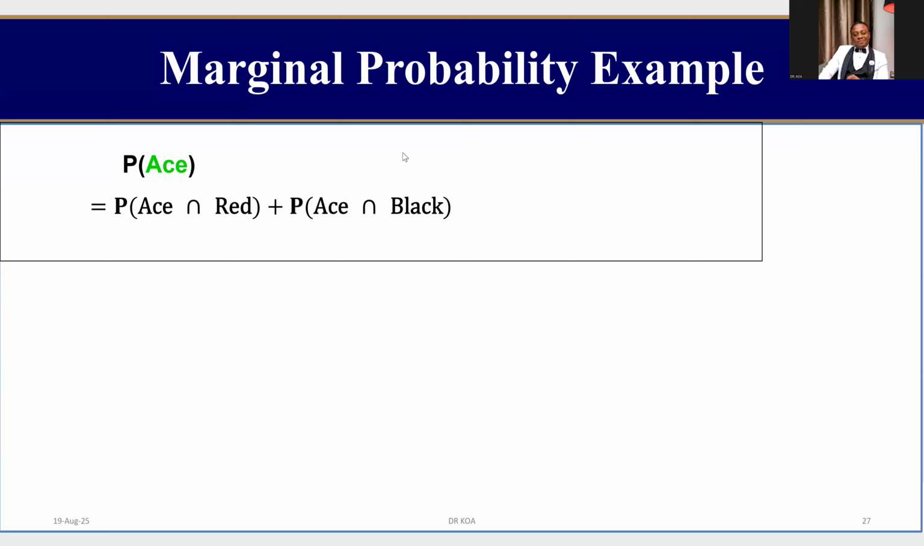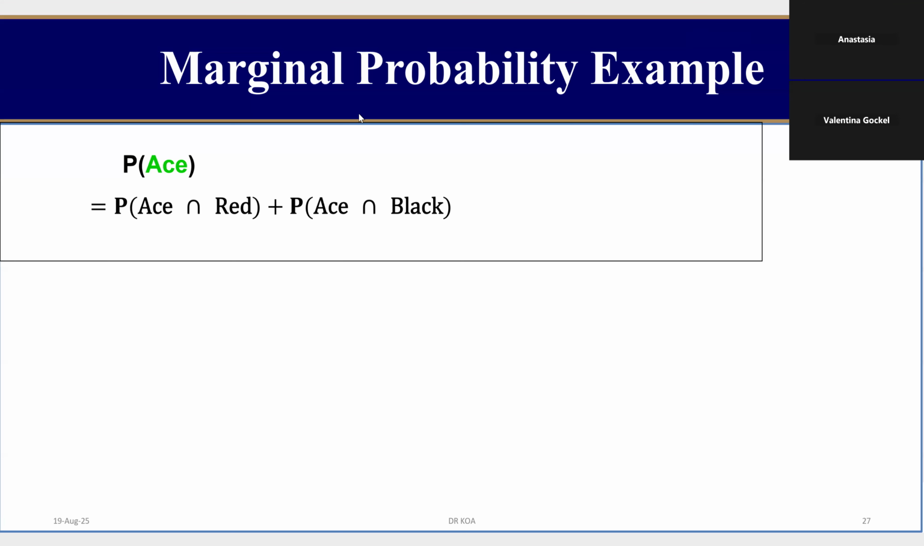And of course, this will be divided by the number of 52 cards. Among the red, how many are going to be S's? These are the red. Yes, Anastasia. 2, please. 2. And so this one will be 2 divided by 52. And then among the black, how many are S's? Anastasia. 2.